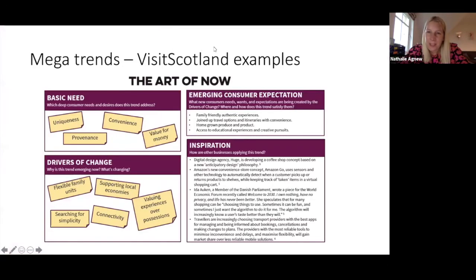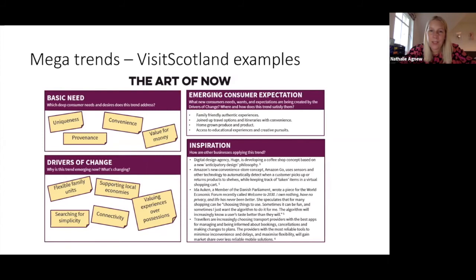And going back to Visit Scotland, because I think this is something that they do really well. There's 3 trends that they identified for 2019 and they called them mega trends. So we'd encourage you to start thinking about what the mega trends are within your industry and where's it going and where's the opportunity for you.